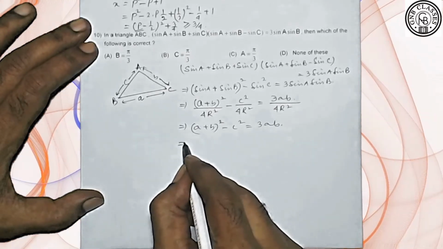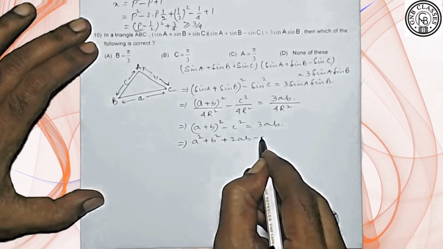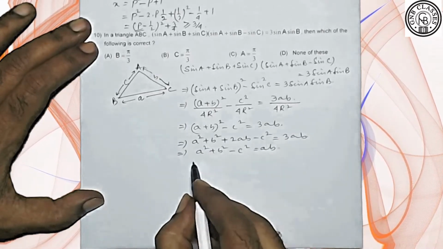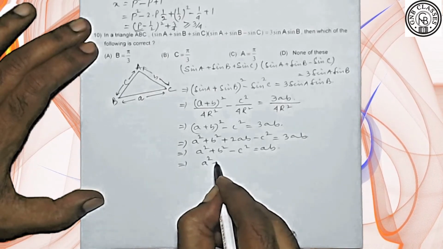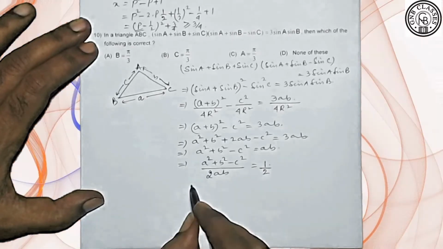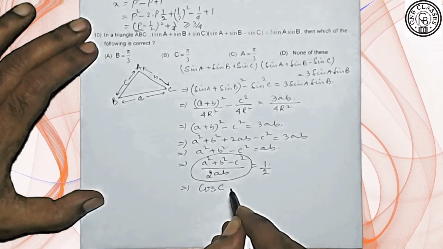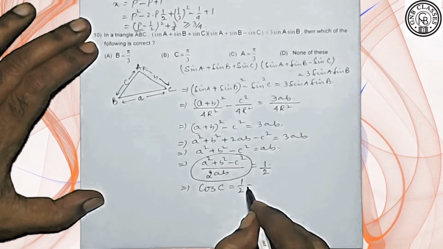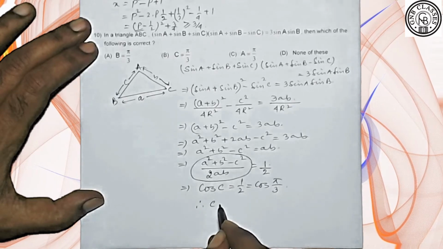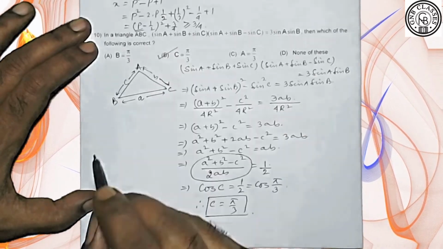Is it clear? Now, I am breaking it. Now, if I divide both sides by ab, we are having divided by 2, divided by 2. This is nothing but from the cosine formula, it is cos C, which is equal to half, which is nothing but your cos pi by 3. Therefore, angle C is pi by 3. Okay? Hence, option B is correct.